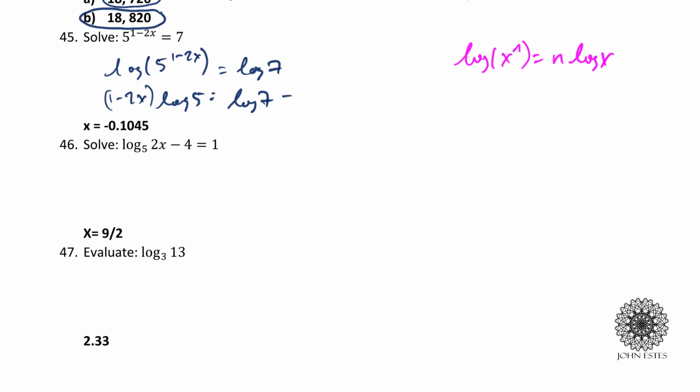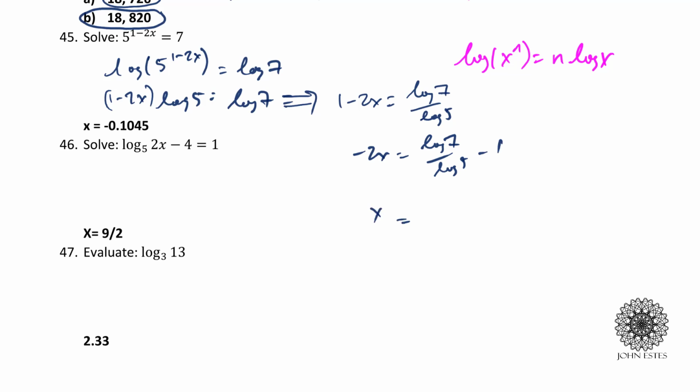Okay, now this is a linear equation, so I can just divide both sides by log 5. I get 1 minus 2x equals log 7 over log 5. So the negative 2x equals log 7 over log 5 minus 1. So then I divide everything by negative 2, and it's kind of running off the page a little bit. Let's see, I divided by negative 2, right? So it's negative down there, plus 1/2. And when I carefully plug this in my calculator, you're going to get this decimal, negative 0.1045.